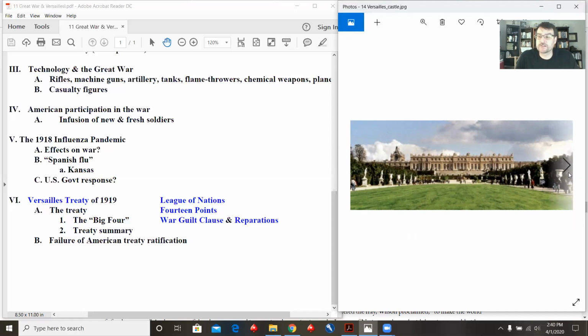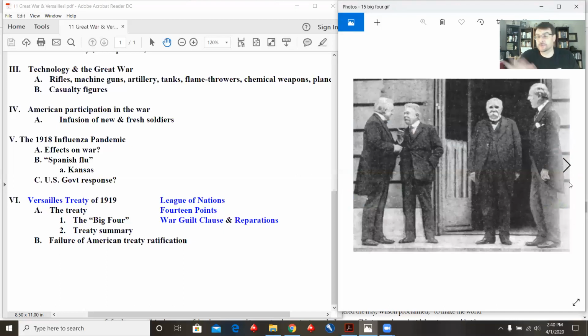The Big Four leaders met to negotiate this along with all the other allied countries, but this is basically France, Great Britain, Italy, and the United States leading the way. And again, I'm not going to go through the details of the treaty. Suffice it to say, it had all these aspects of the 14 Points plus the vindictive stuff of the Allies. It is a combination of the two.